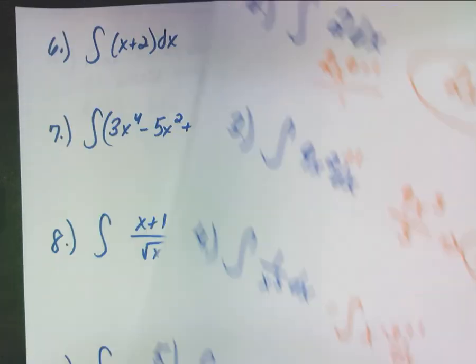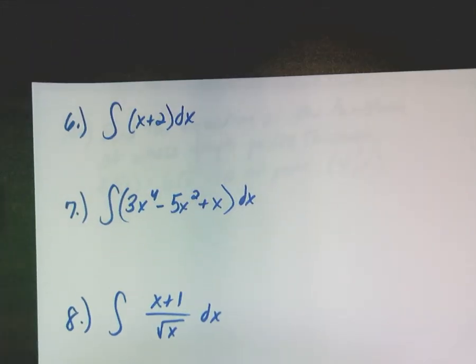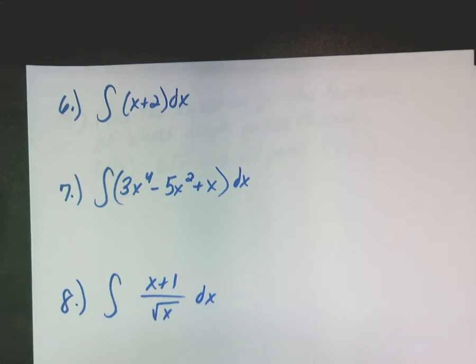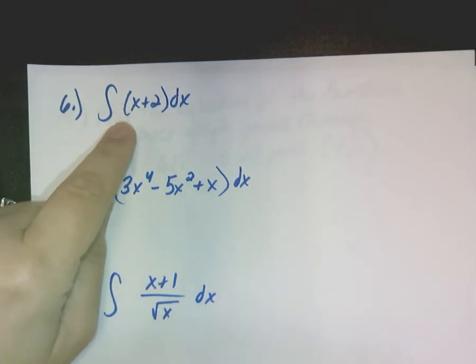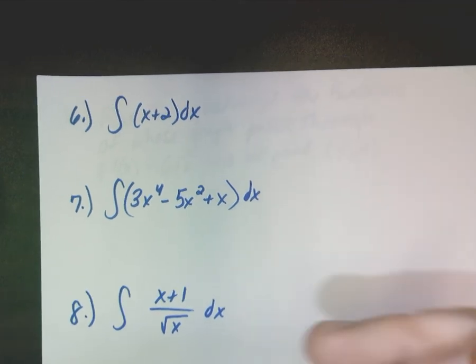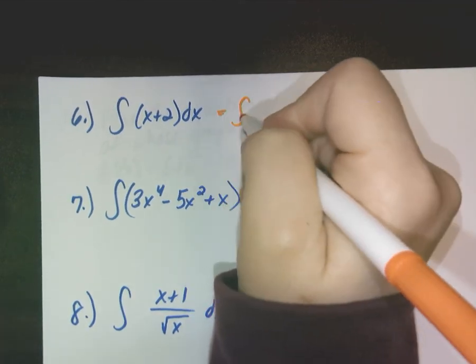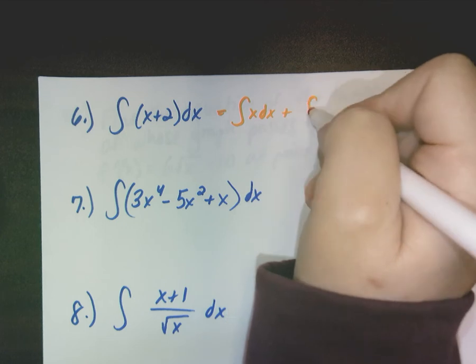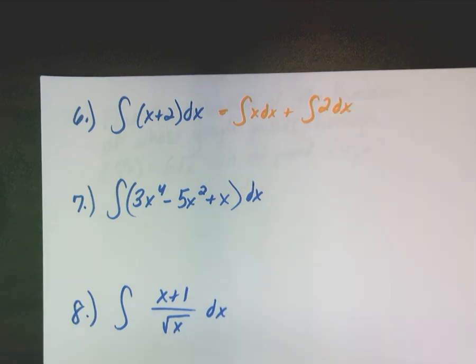All right. Next set of examples. See, we're doing these quickly. It's pretty easy. What's the integral of x plus 2 dx? Remember your integration rules, properties that say you can really take the integral of x dx plus the integral of 2 dx, and you can just do them separately.